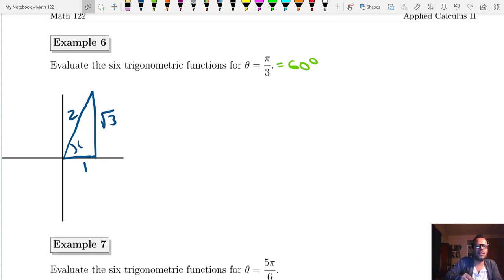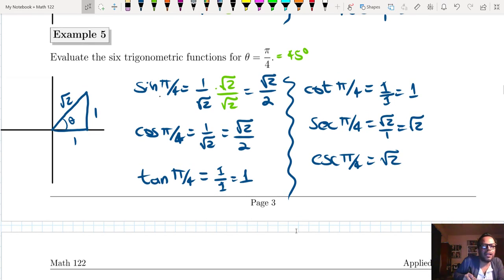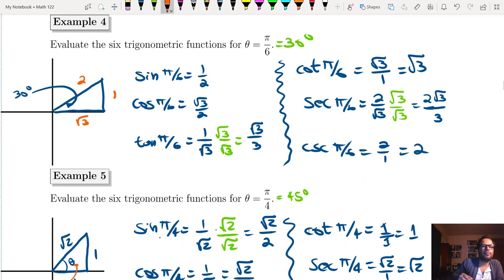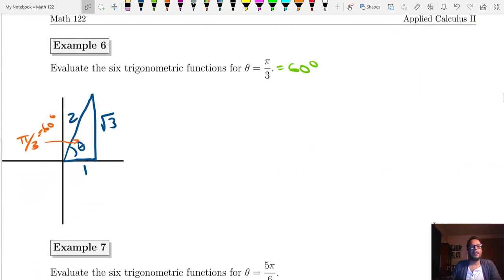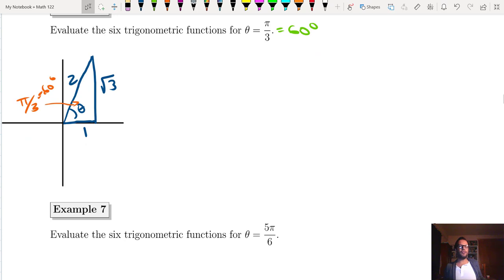And this will be our reference angle theta, which, by the way, is pi over 3, or 60-degree angle. And then we go back to do that labeling here. This is pi over 4, or 45. And for the first example, I think I did 30 degrees, or pi over 6, right? Same thing. Okay, let's evaluate the 6 trigonometric functions for the other triangle, 60 degrees.